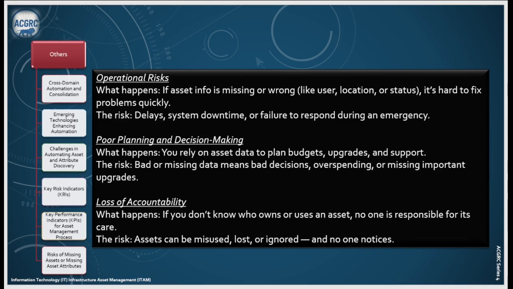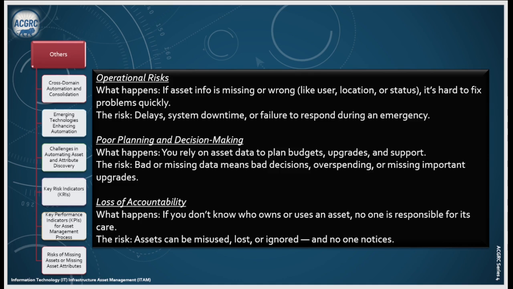If asset info is missing or wrong, it's hard to fix problems quickly. You'll struggle during incident time. There will be delays, there will be system downtimes, failures to respond during an emergency. And this is observed 100% of the time during an incident. Generally, the missing data is the one which causes the delay.